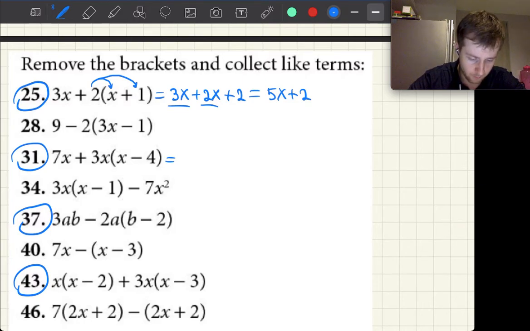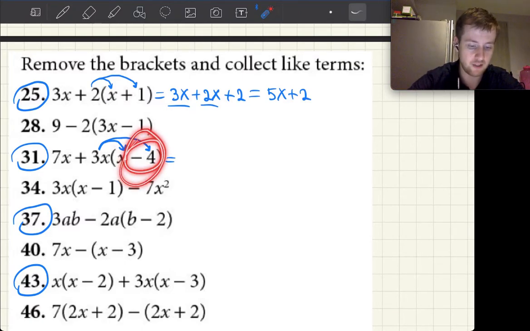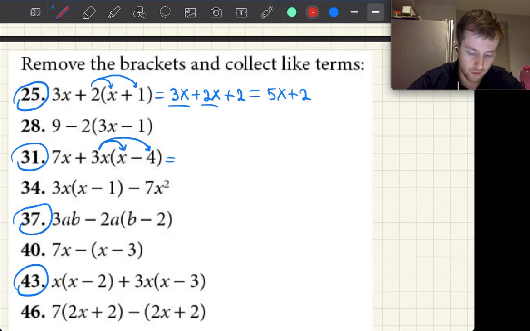Here we have 3x times x and 3x times, pay attention here, 3x times minus 4. So there's a minus here. That makes a big difference. Again, it's kind of like a warning sign for you guys. You always have to watch out for minus, especially when it comes to the brackets.